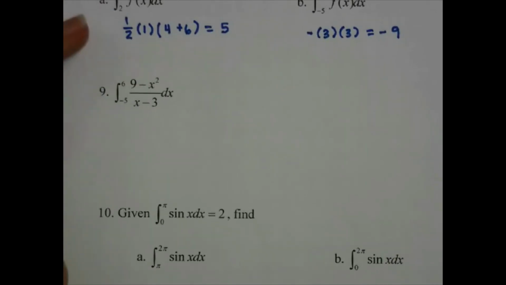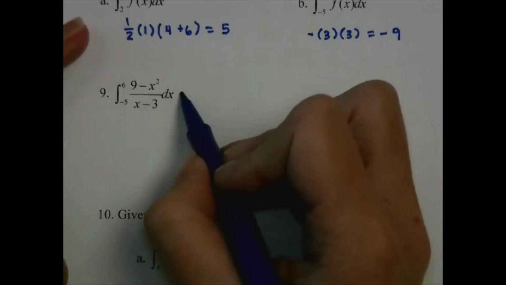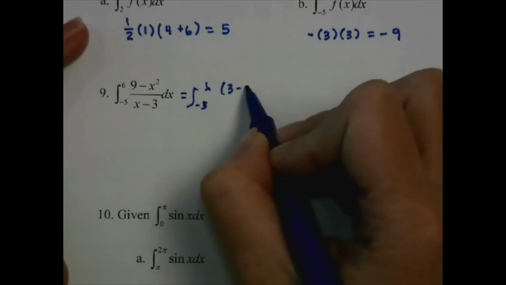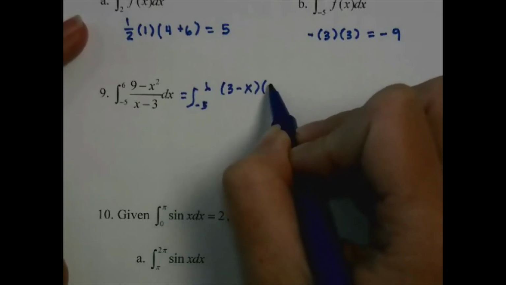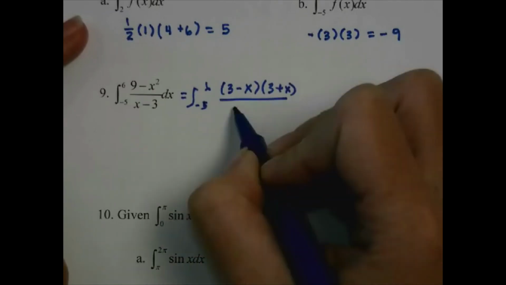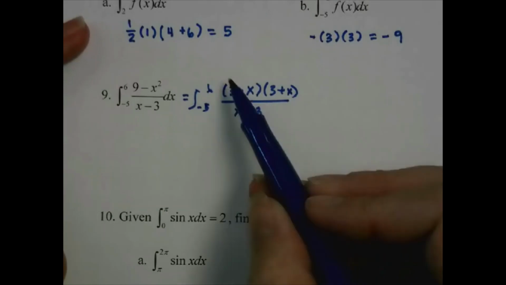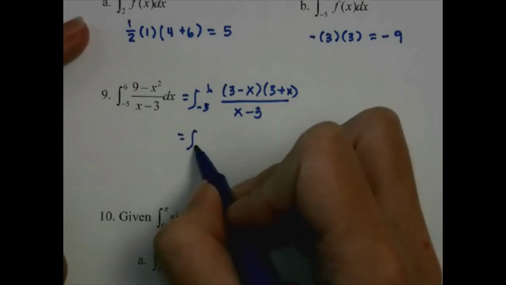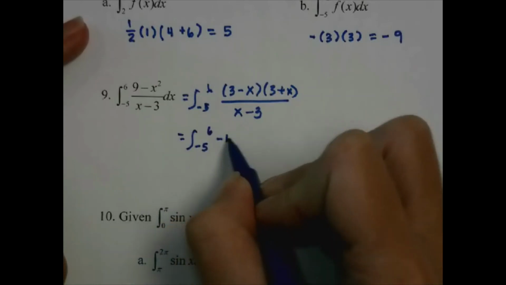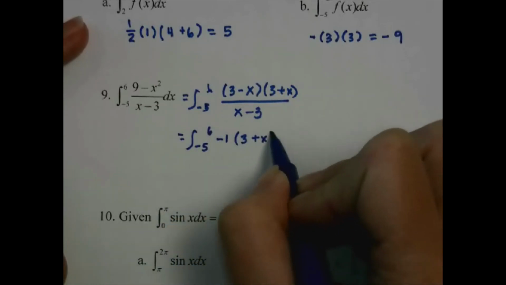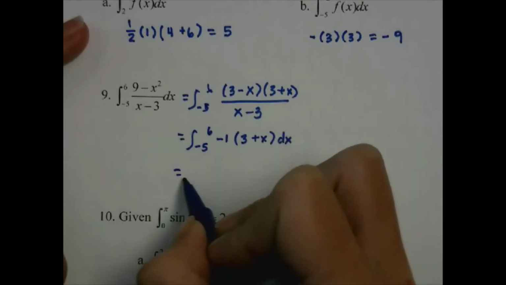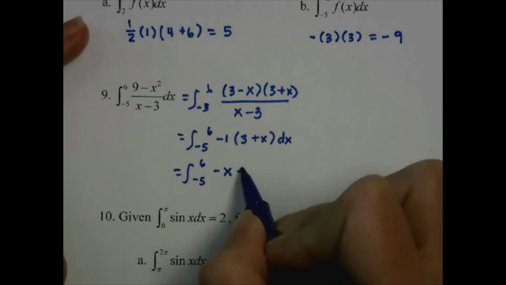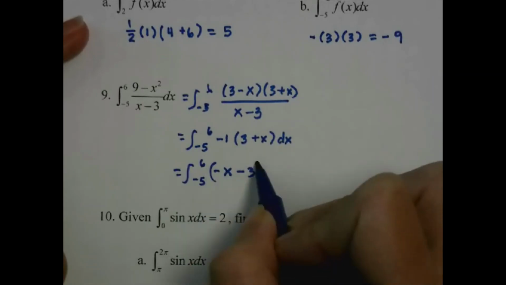Okay, this one's kind of funny. This one, if we factor, is going to be 3 minus x, 3 plus x over x minus 3. Well, these are basically the same but opposite. So this is really the same as a -1. So this is going to be the integral from -5 to 6 of -x minus 3.